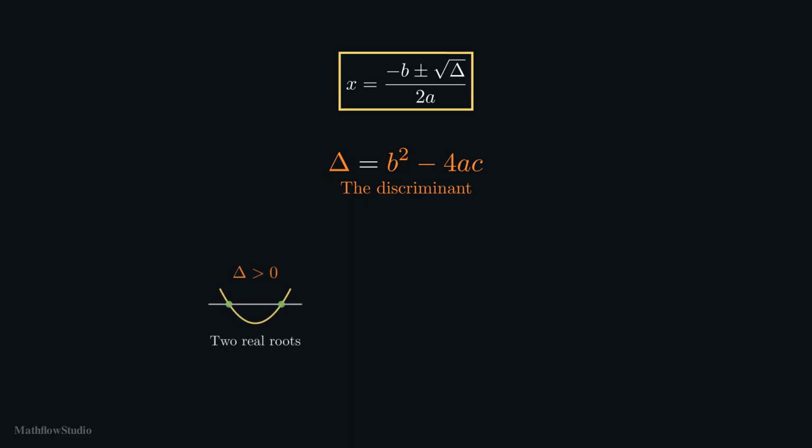If delta is positive, the square root is a real, non-zero number, giving two distinct roots. The parabola crosses the axis twice. If delta is 0, the two roots merge into one repeated root, and the parabola just touches the axis.